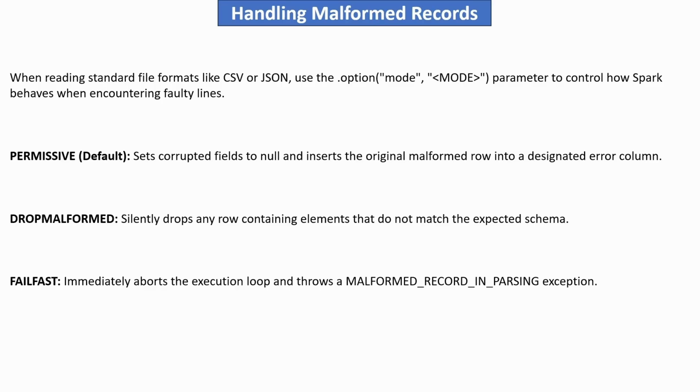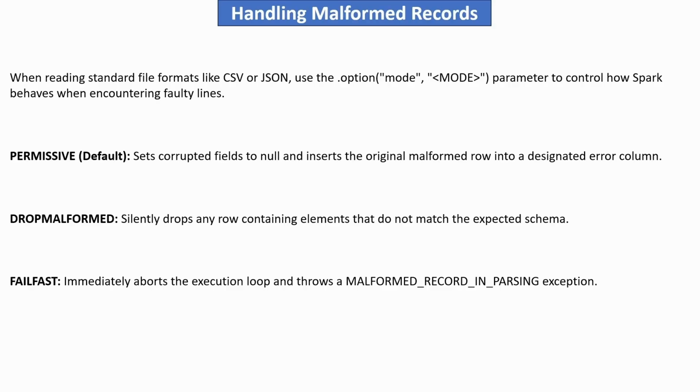When reading standard file formats like CSVs or JSON, we can use the option when we are loading the file using dot option, and then we can mention the mode parameter to control how Spark behaves when it encounters any kind of faulty lines. We have three kinds of modes. First is permissive mode, which is the default mode as well. It sets the corrupted fields to null and inserts the original malformed row into the designated error column.